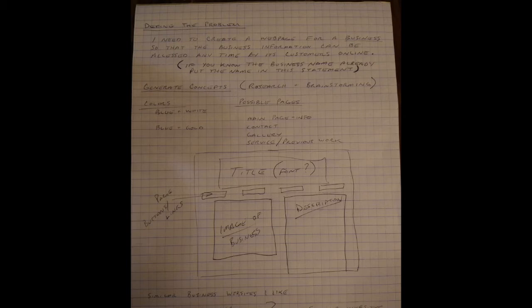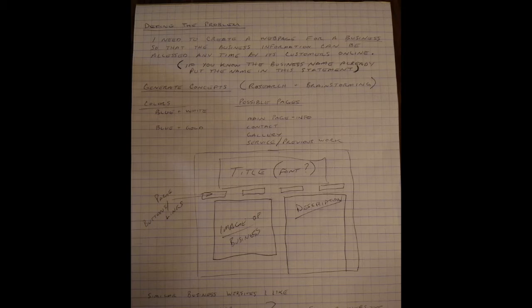So possible pages, maybe you'll have a main page with some general info, or a contact page, a gallery, maybe a page that shows the services or the previous work that company's created. And by no means are these all the pages that you can have. You can add to this. We're only going to end up doing 2 pages in class, but we'll certainly be able to add extra pages for extra credit and other things as well. And as it's yours, you will be able to add the extra pages. We're just going to have a minimum on it.